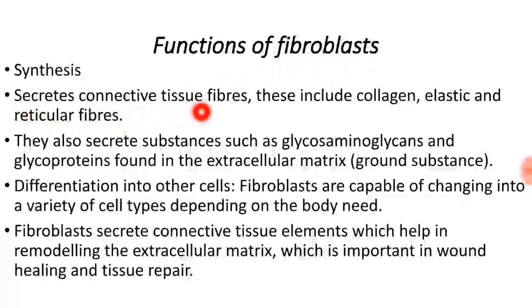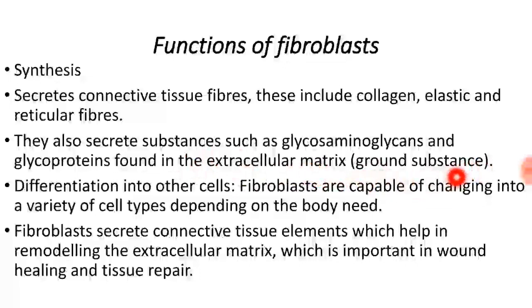Fibroblasts secrete connective tissue fibers which are collagen, elastic and reticular fibers. These are three important fibers secreted by these fibroblasts. The first one is collagen, second one is elastic, and the reticular fiber is the third type of fiber secreted by fibroblasts. They also secrete substances like glycosaminoglycans and the glycoproteins which are found in extracellular matrix or ground substances.